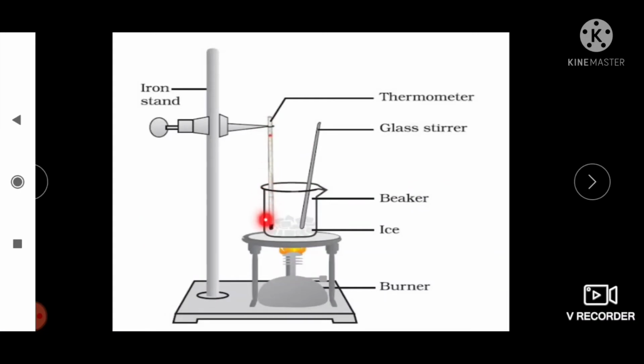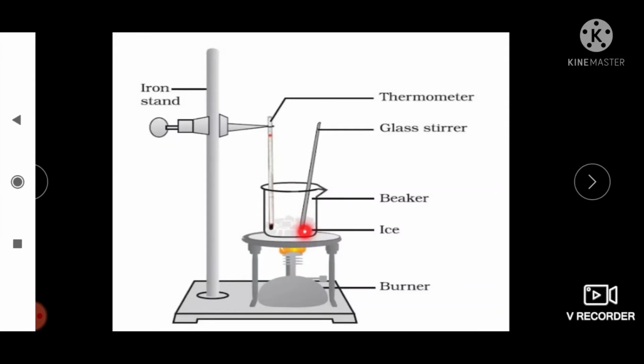Take about 150 gram of ice in a beaker and suspend a thermometer so that its bulb is in contact with the ice. Start heating the beaker on a low flame. Note the temperature when the ice starts melting.